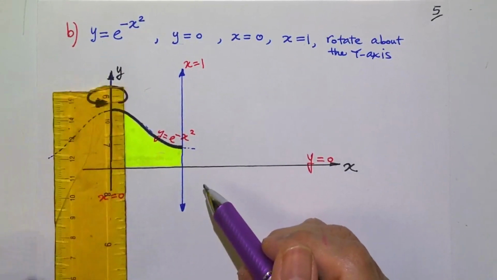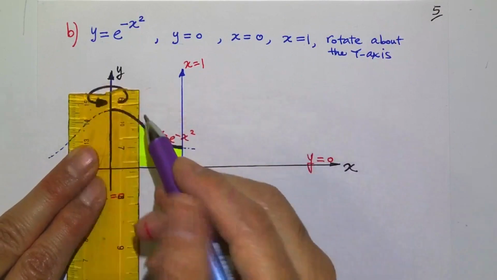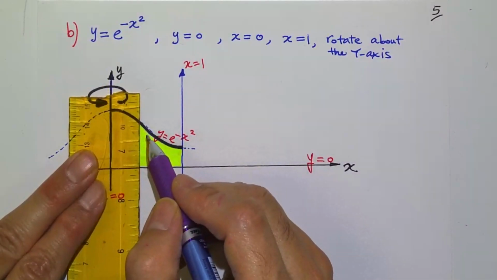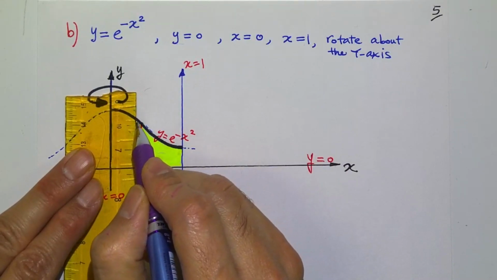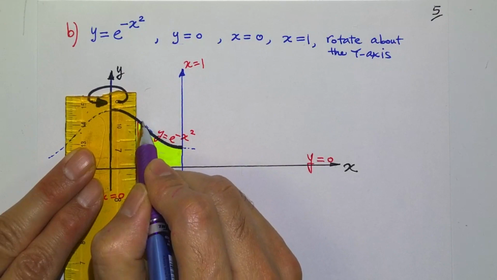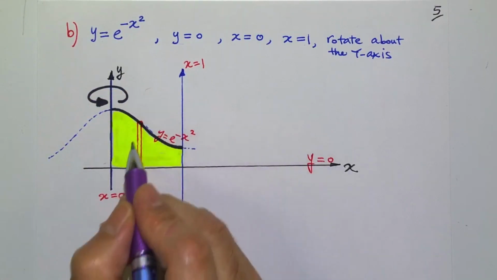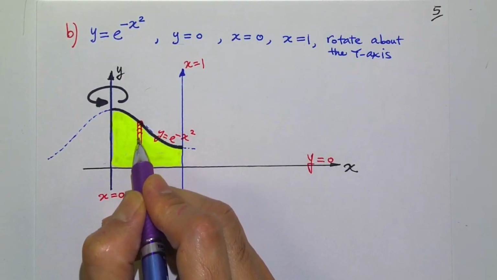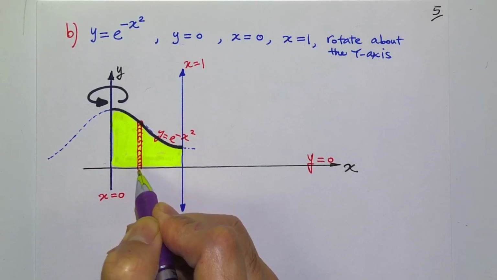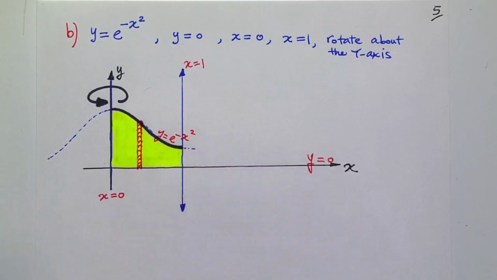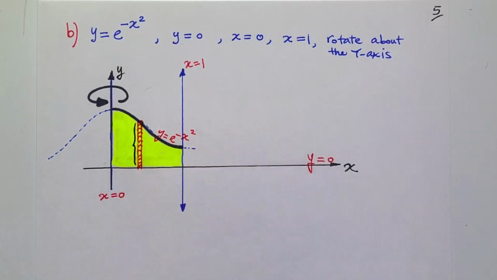All right, so the rotation is about the y-axis. Therefore, the shell's height should be constructed parallel to the axis of rotation. So I'm going to draw my shell like that. Just like that. Right? The shell height is now parallel to the axis of rotation. And I'm going to identify it as that. So this is the shell height.